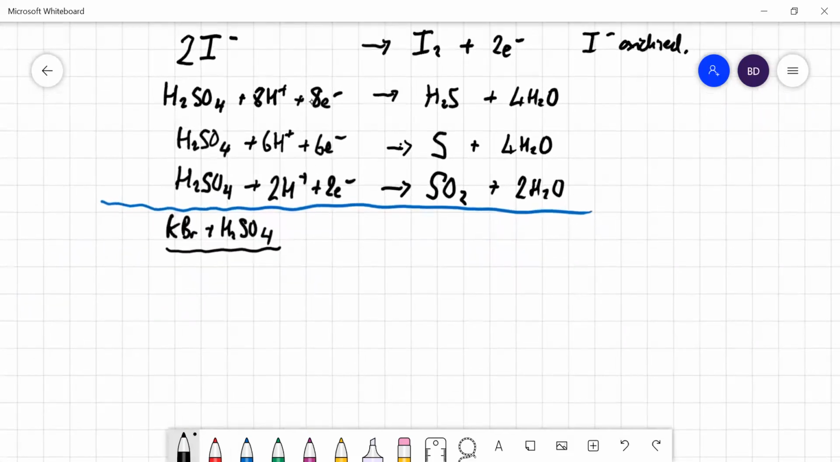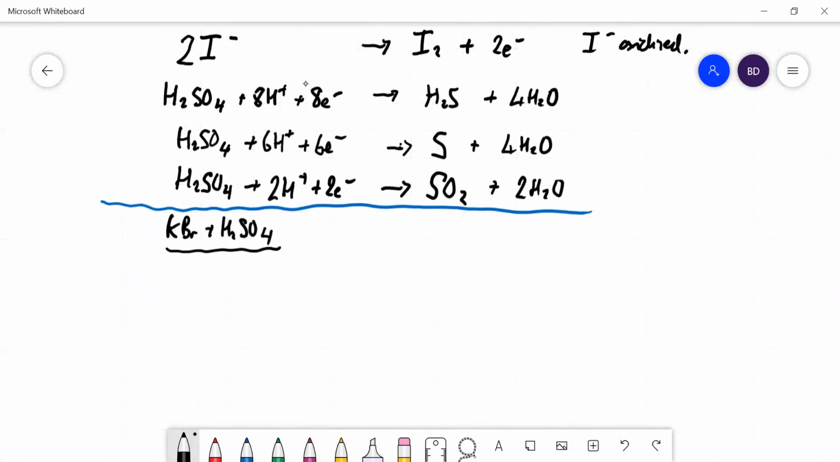So it's going to be very similar to the iodine. You're just going to get Br minus, sorry, the bromine gets oxidized. It goes to Br2, so we need to put a 2 there. To balance the charges, you need 2 electrons there. And we've said that bromine could only make the SO2. So it's this equation here.